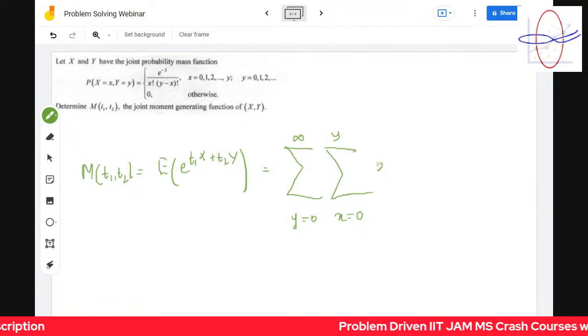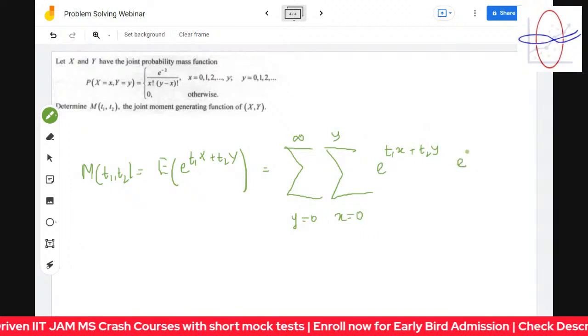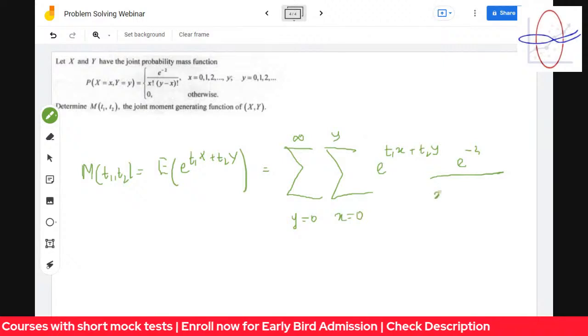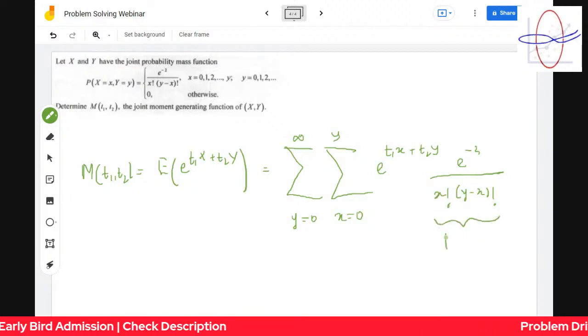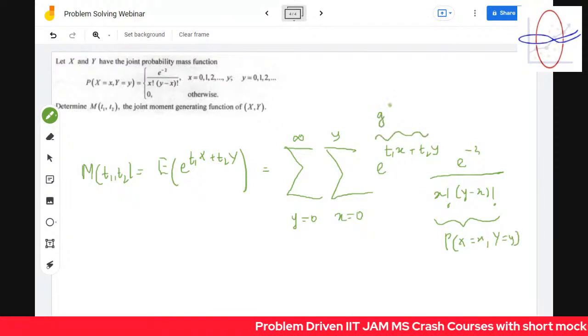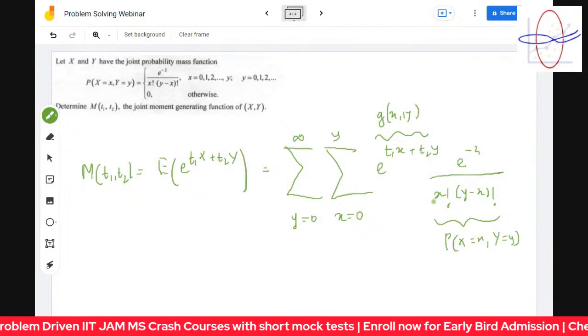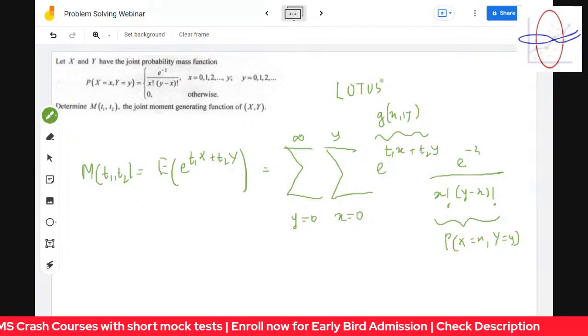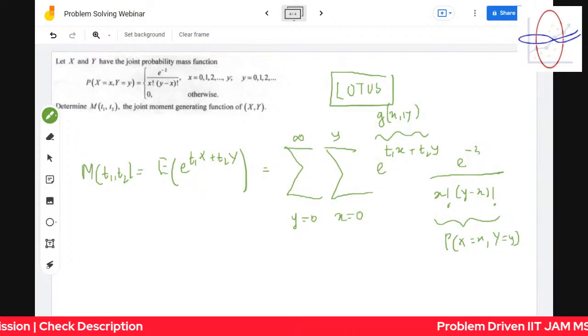So let's calculate over here. It's e to the power t1 x plus t2 y, into e to the power minus 2 over x factorial into (y minus x) factorial, right? This is the probability that X is equal to x and Y is equal to y, and this is the g of x comma y part. This is the basic usage of LOTUS in a discrete random variable. All of you got this step, guys? We are doing it very step by step.